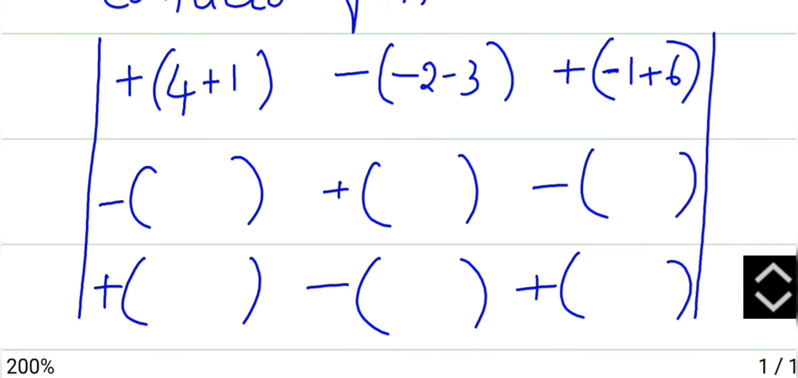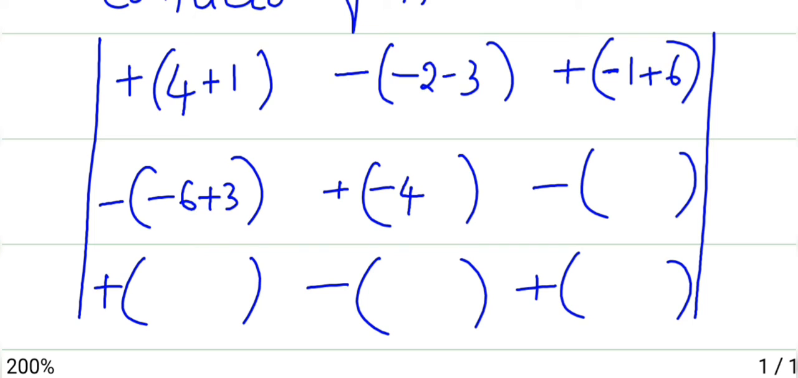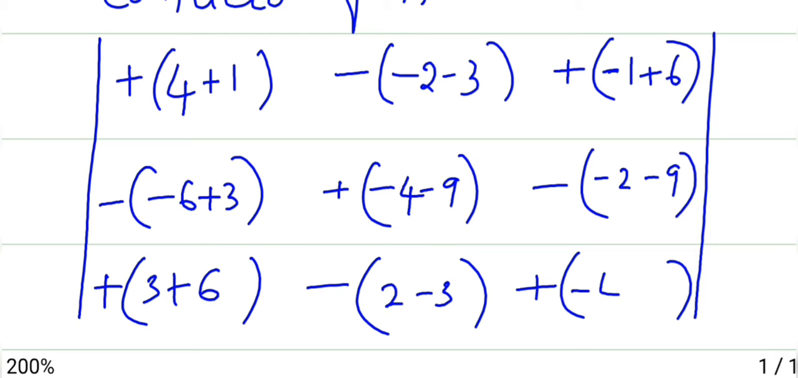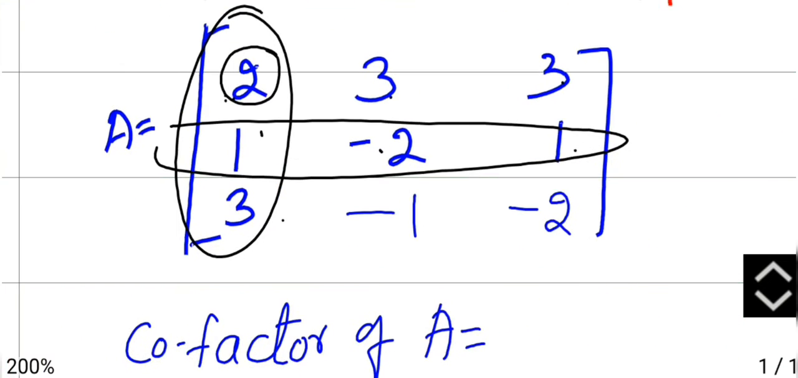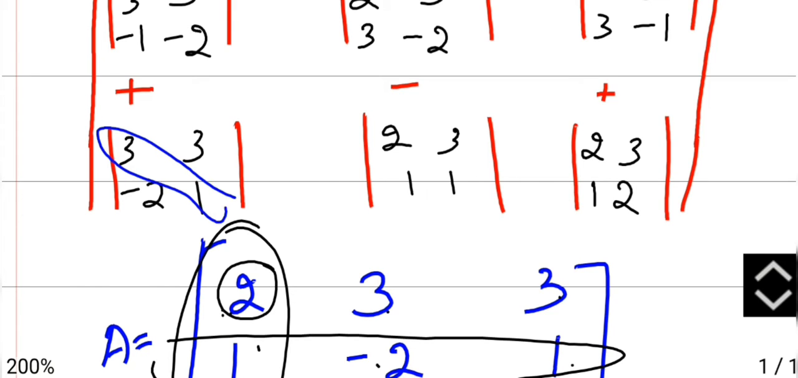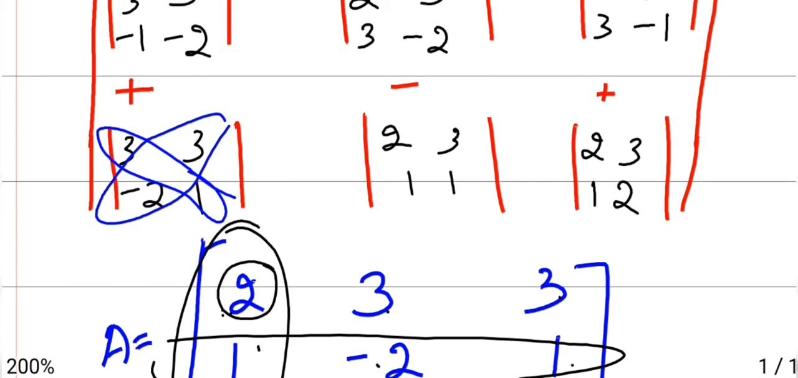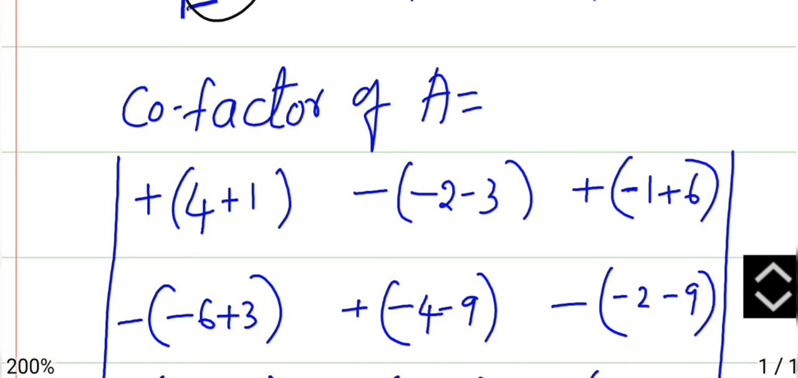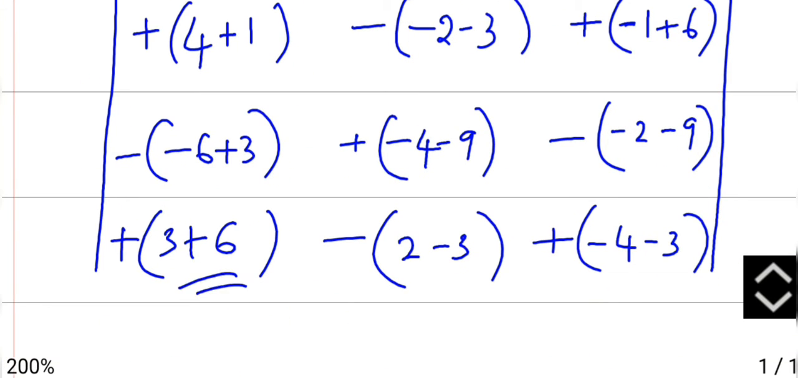Then if you find, it is minus 6 plus 3, then minus 4 minus 9, then minus 2 minus 9, 3 plus 6, 2 minus 3, minus 4 minus 3. You multiply those terms. Here if I take 3 ones are 3, minus of minus is plus, 3 2s are 6. So 3 plus 6, I have written it here. Same way you will be finding the determinant of all the terms.